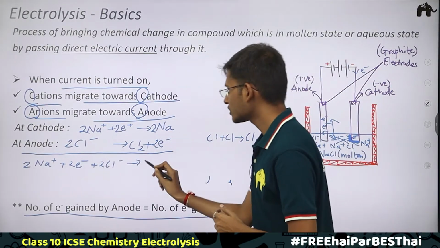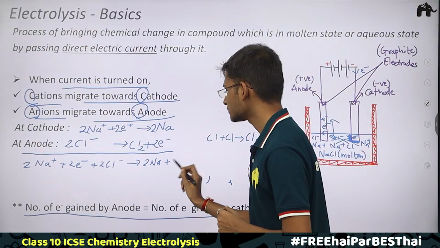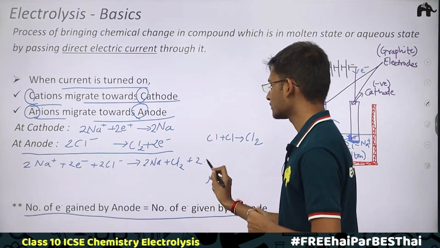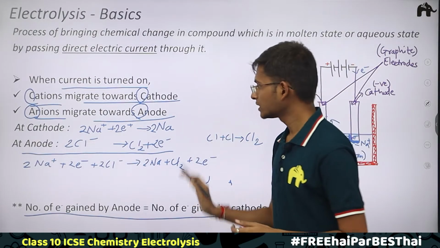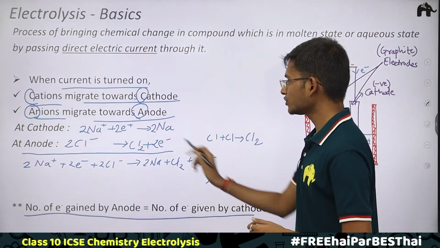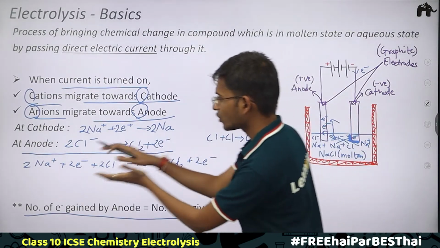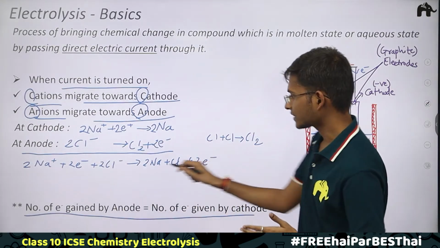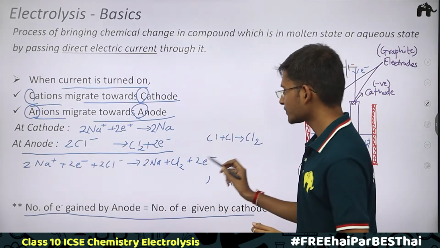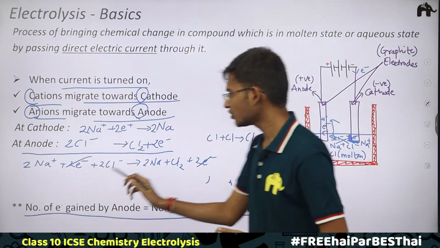So all the products: 2 sodium, 2 sodium, chlorine molecule and 2 electrons. Now whatever I am seeing similar on both sides of this reaction, I would just cancel it out. So 2 electrons and 2 electrons. This is the only same thing.